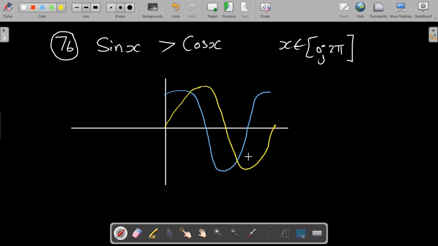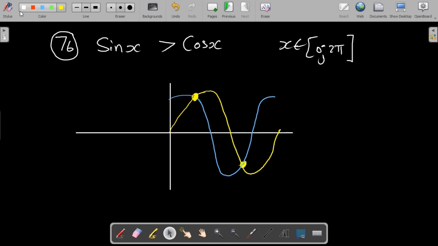So now you're looking for regions where sine is greater than cosine. In other words, where sine is above cosine. So where the yellow one is above the blue one. So let's check where that is. So it's definitely in this region between that point and that point. The yellow one is above.